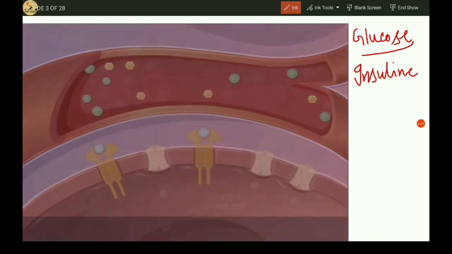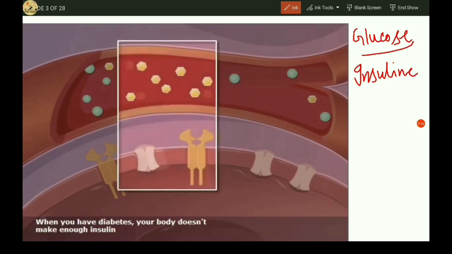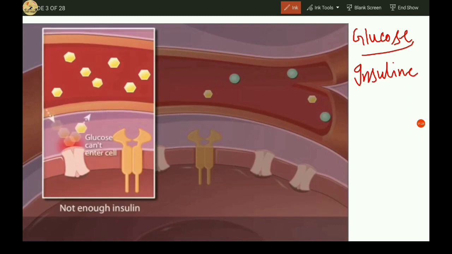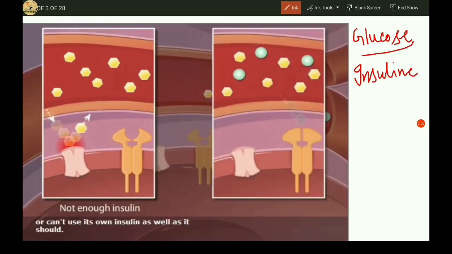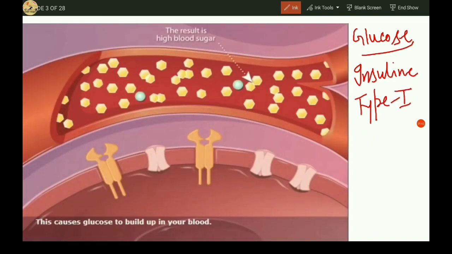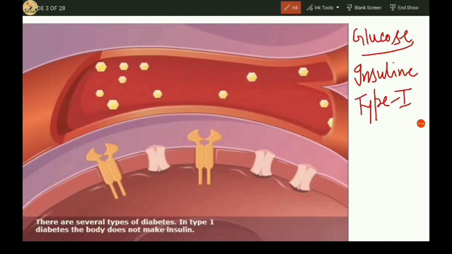There are two types of diabetes. When you have diabetes, your body doesn't make enough insulin, or it can't use its own insulin as well as it should. This causes glucose to build up in your blood.